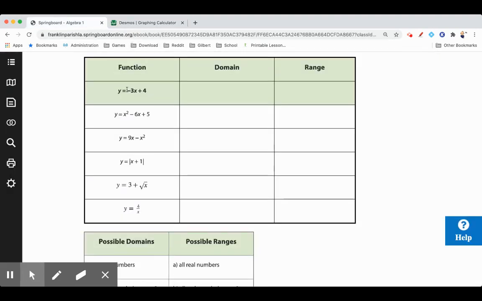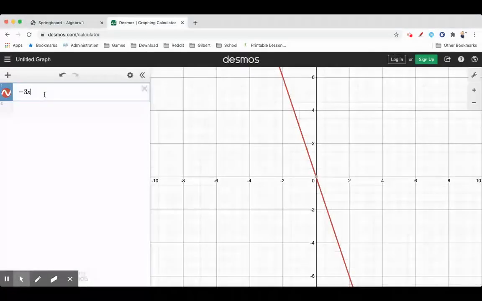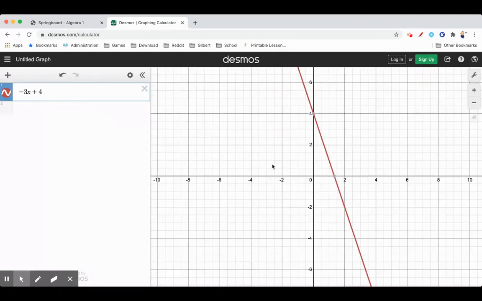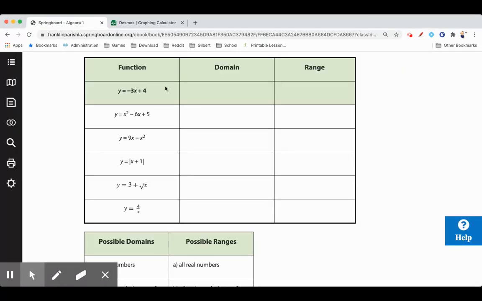Okay. Negative 3x plus 4. And so you would put in here negative 3x plus 4, and it will graph it for you. And you can kind of zoom in and out or just move it around. You see that it's a line that's going down, decreasing.